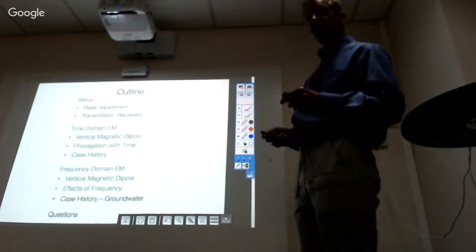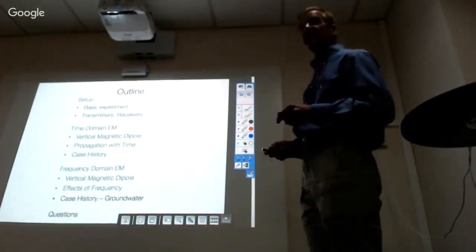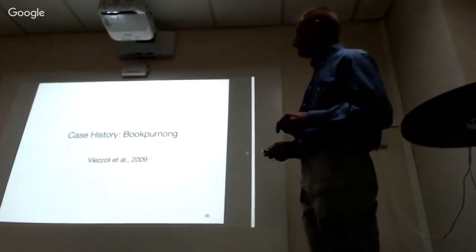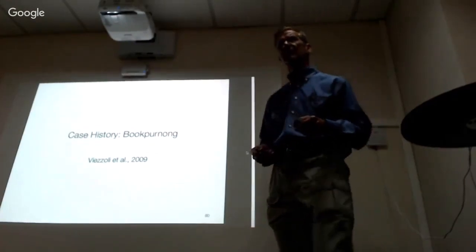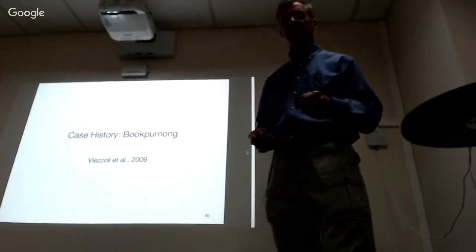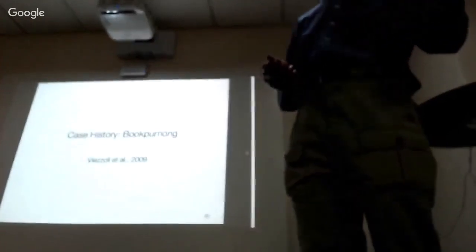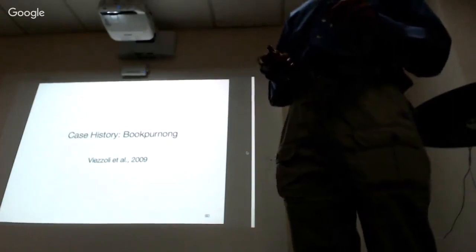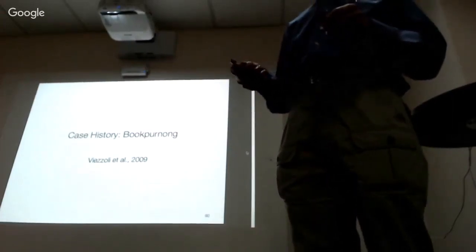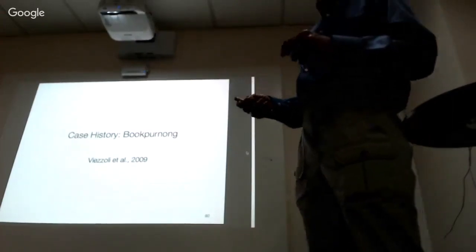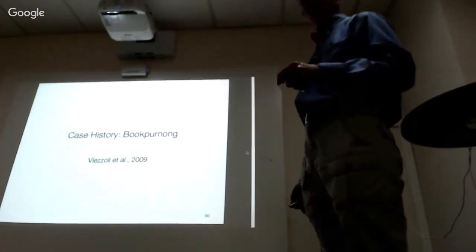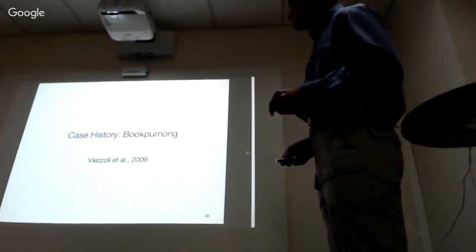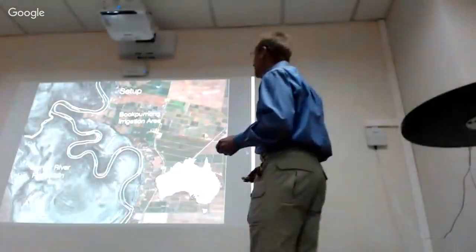Okay, so let's do now one case history, another one for groundwater, but a little bit different. Not sure whether you have a lot of saltwater, freshwater interface types of things, or need to discriminate between freshwater and saltwater in Chile, or not. Whether that's a big issue, or whether irrigation is an issue. This is the problem in Australia.